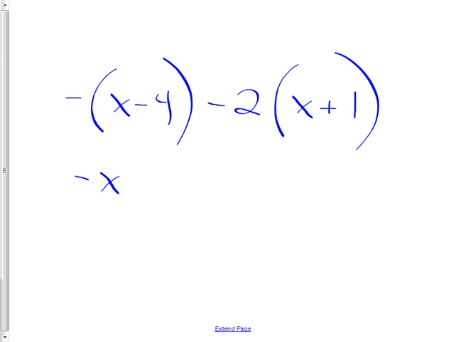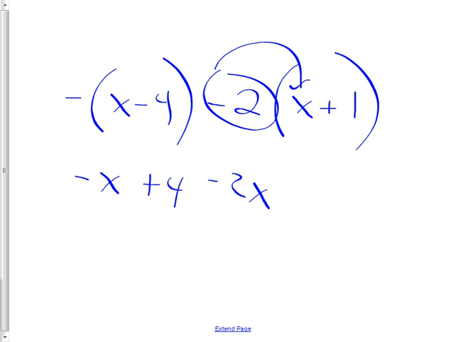Hope you started with negative x, and then the negative 4 makes plus 4, and then this negative 2 is getting multiplied by that, so you got negative 2x, and the last thing, the negative 2 is getting multiplied by the 1, and that makes negative 2. And now I can combine like terms. After you got it all multiplied out, then I can do, how come I have to multiply first?